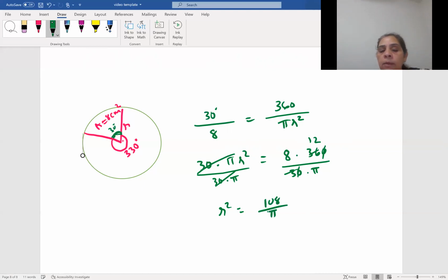Divide by pi. Sometimes you will see multiple choice for this answer, but we need to find here. We have 108 divide by pi, and then you do square root. So you will get r equal 5.9 centimeter. So that's how you can solve problems involving circumference, radius, angle created by sector, or area of circle, arc length. So that's how you can use this.